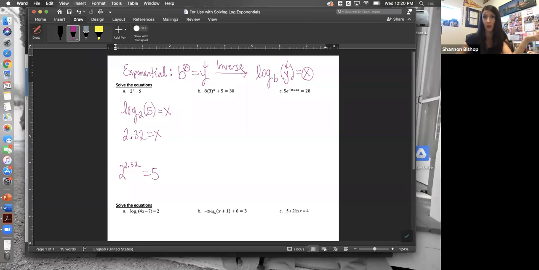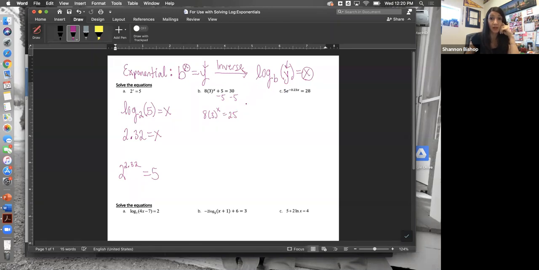So what does that mean? What do we have to do? Well, it means we just have to use regular inverse operations to get it in its bare bones form. So the first thing we can do on part B is subtract 5. Why? Because I can. Inverse operations tell me that it's totally okay to subtract 5. So you have 8 times 3 to the power of x equals 25.